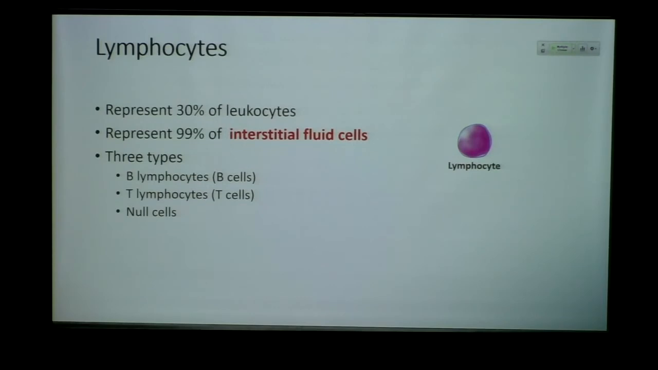We have three types of cells here. We have B lymphocytes, which are called B cells, T lymphocytes, T cells, and then null cells, which are sometimes called natural killer cells. These are the cells that I mentioned earlier do have the ability to differentiate into cells that can acquire granules. So while the main lymphocytes don't have granules, you may see null cells associated with granules.